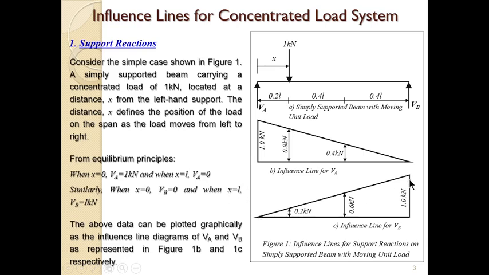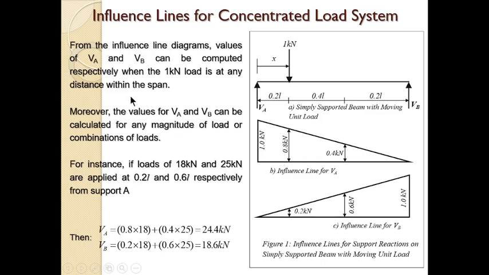When x equals L, VB is 1. So when we plot it, it gives us this triangle, and we say that is the influence line for VB, the influence line for reaction at B. Again, we can calculate the coordinate at any point using the concepts of similar triangles. If this place is 1, this place will be 0.6, this place will be 0.2, considering the distance here. So with that, we have been able to plot the influence line for reaction at A and reaction at B.